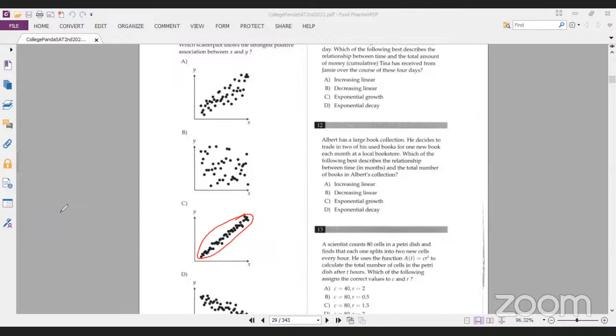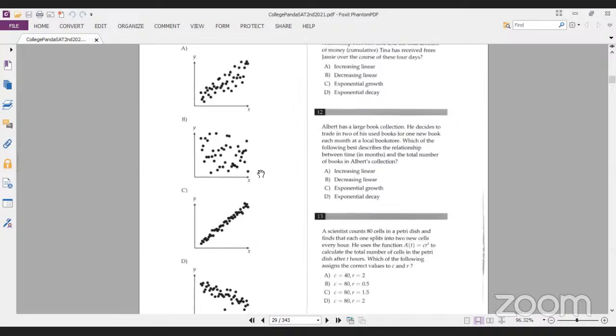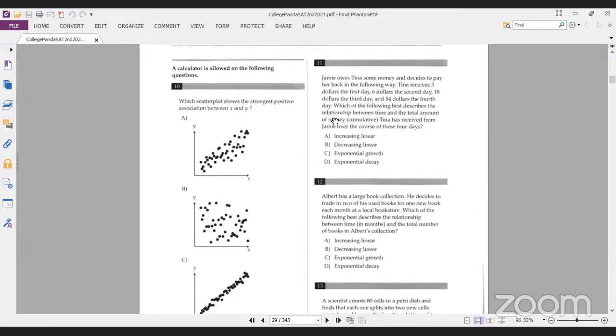Here is negative, and this is negative as well. Also, this is not even strong. Even if we compare negative and positive, which is the strongest one? C is the strongest one at all, and C is also positive. So the answer should be C. I hope it's clear. Any question?